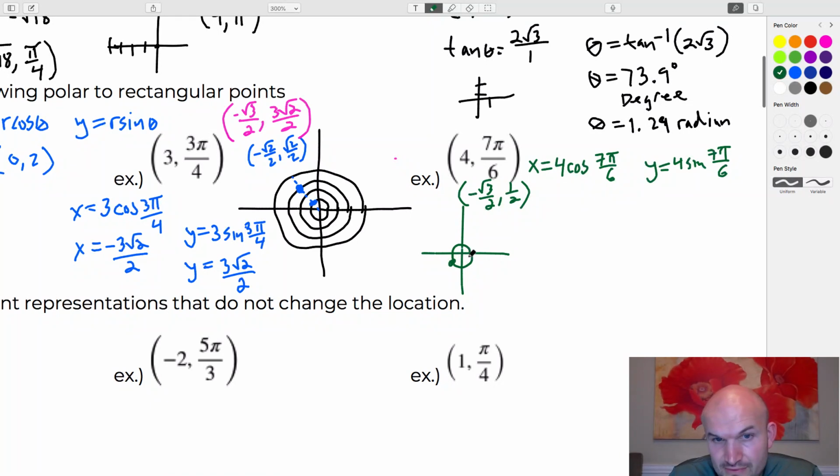And then, obviously, that's that coordinate point. So therefore, x is equal to 4 times the cosine, which would be negative square root of 3 over 2.